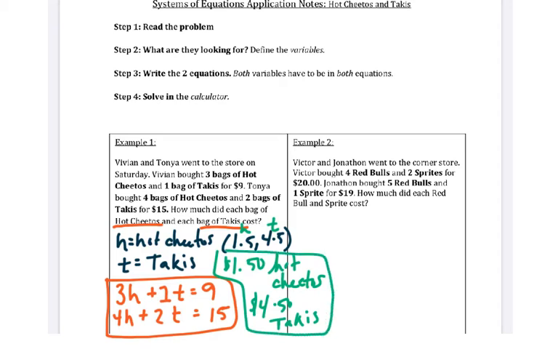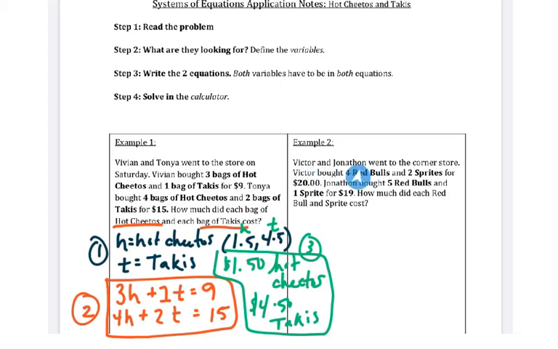So I defined my variables, H and T. Then I created my 2 equations. Then I typed it in the calculator, and I ended up with my answer, 1.5, 4.5, and I wrote it in words. It was $1.50 for the hot Cheetos, and it was $4.50 for the Takis. So let's look at one more example together, then you can try a few on your own.